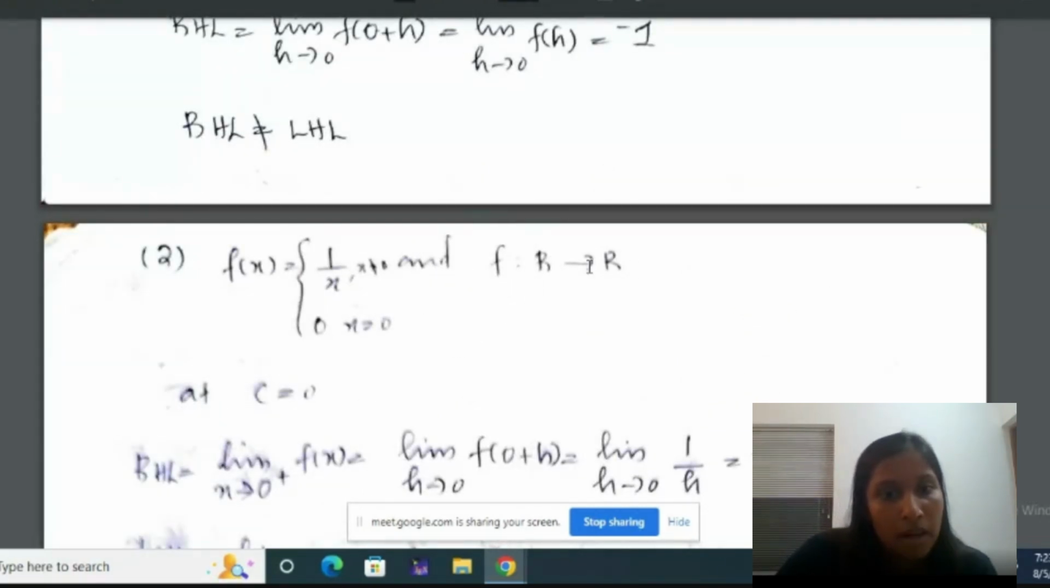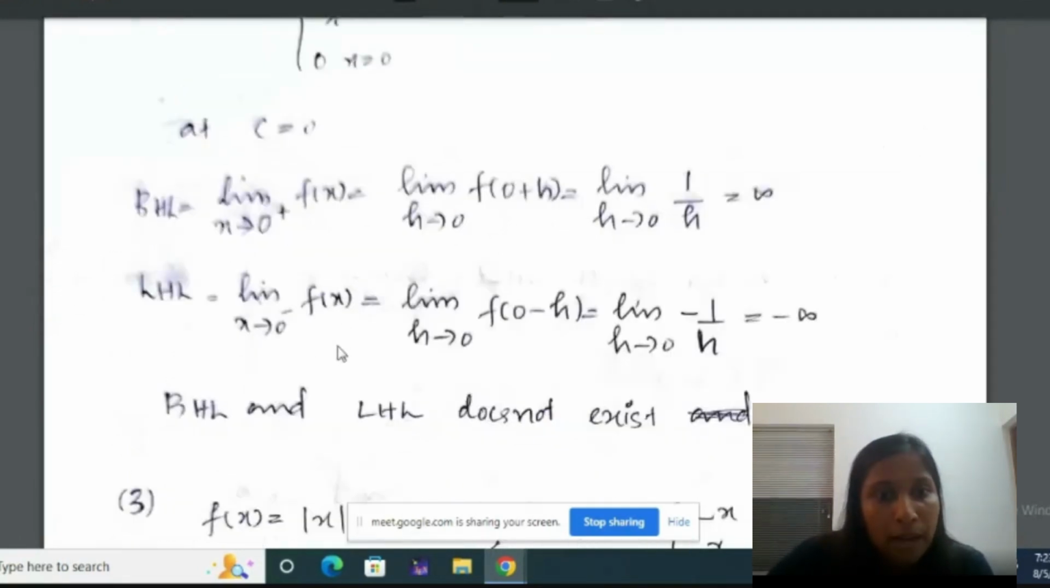Okay, so f from R to R, and I'm giving the value of the function as 0 at x equal to 0. So if we have to find the limit at c equal to 0, firstly we go to the right hand limit and left hand limit. So here limit x tends to 0 plus f of x, the right hand limit, will be limit h tends to 0 f of 0 plus h, that is f of h.